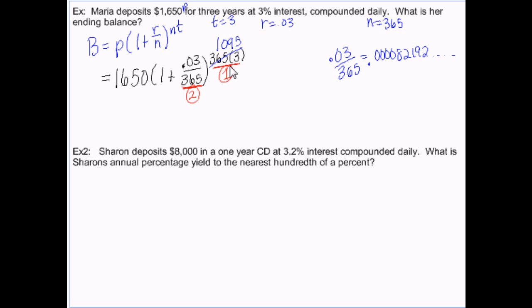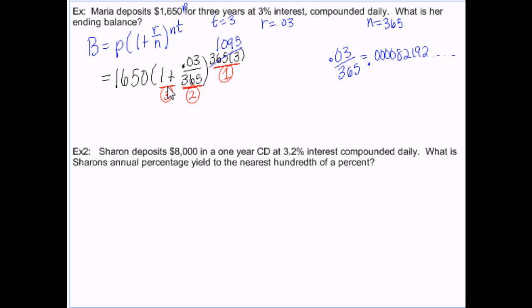It doesn't divide evenly. Sometimes it will, and you'll get a nice 0.05 or something, but most of the time you get this long string of decimals. So the next thing I do is I go ahead and add 1 to that. I just leave it in the calculator and I do plus 1. And then I get 1.0082, whatever.